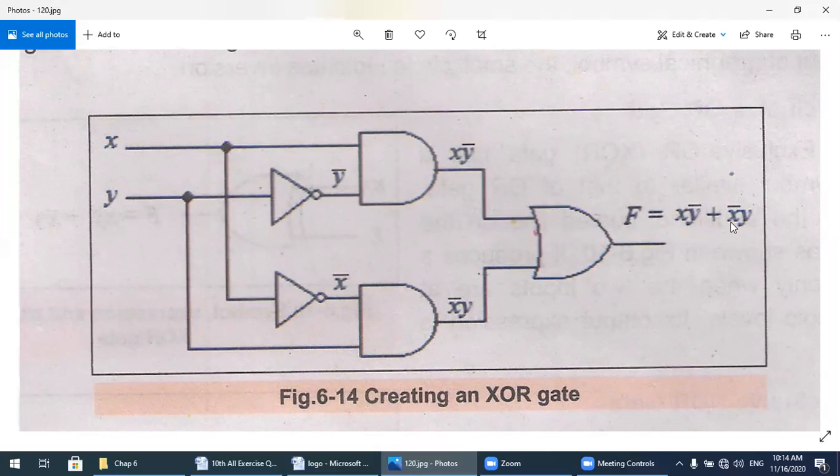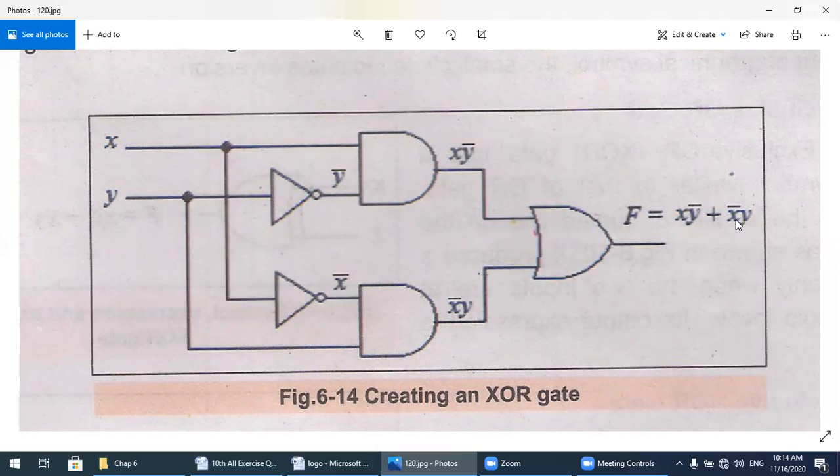Now the second operation is x complement y. Same inputs. Watch here at this black dot spotted at the top, the x is coming over here and it passes through the NOT gate, and over here after passing the NOT gate, it becomes x complement.